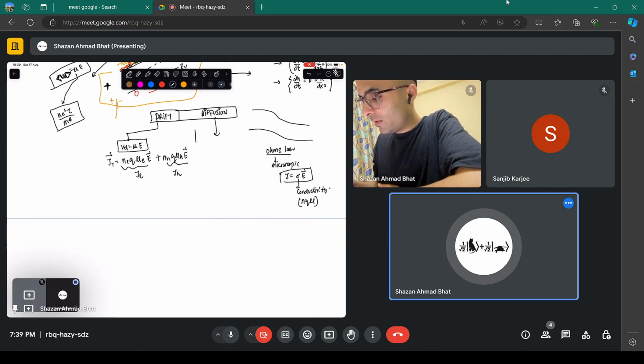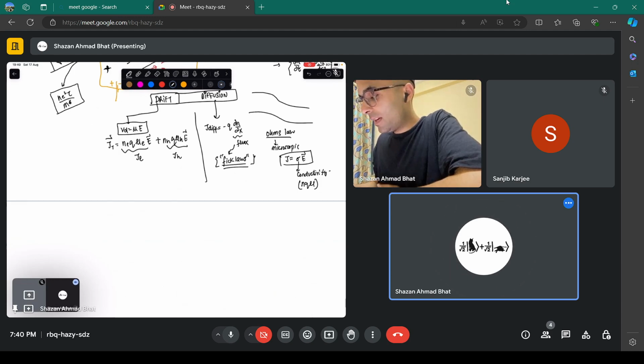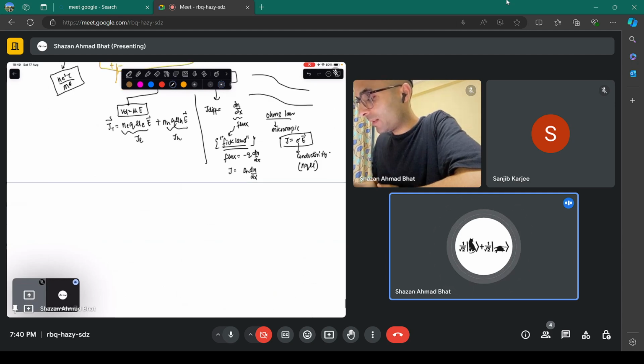And then you write the diffusion current. The diffusion current is equivalent to minus q times dn by dx, which is the gradient, and this basically is the flux. It comes directly from something called Fick's law of diffusion, and it's applicable to all of the diffusion processes. The flux is equal to minus q times dn by dx, but the current density is equivalent to Dn times dn by dx. This is the current density, where Dn is the diffusion coefficient.